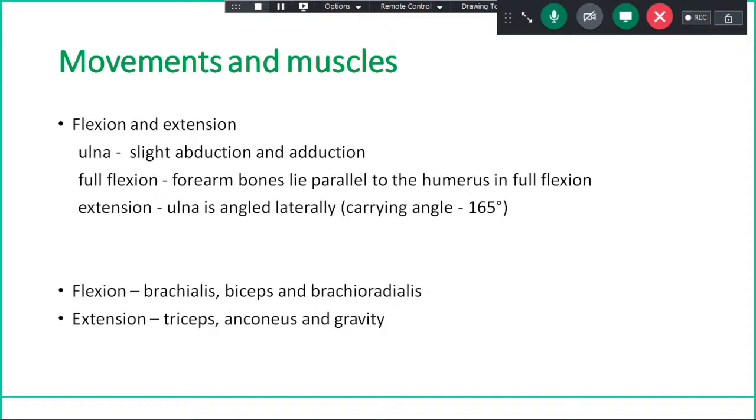So the muscles which produce flexion are brachialis, biceps and brachioradialis, and extension by the triceps and anconeus, and also by gravity.